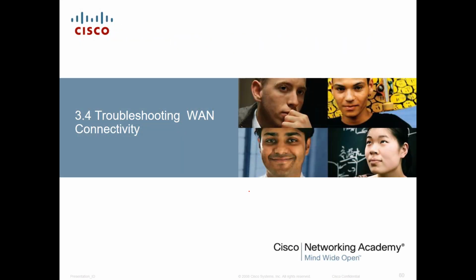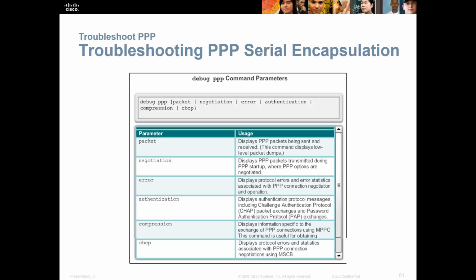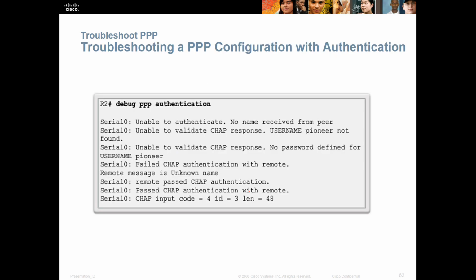Moving into our last major section is troubleshooting. You can debug PPP. You can look at packets, negotiation, errors, authentication, compression, and the CDCP, or the display of the protocol errors for it. Debug PPP authentication will focus on the authentication errors.